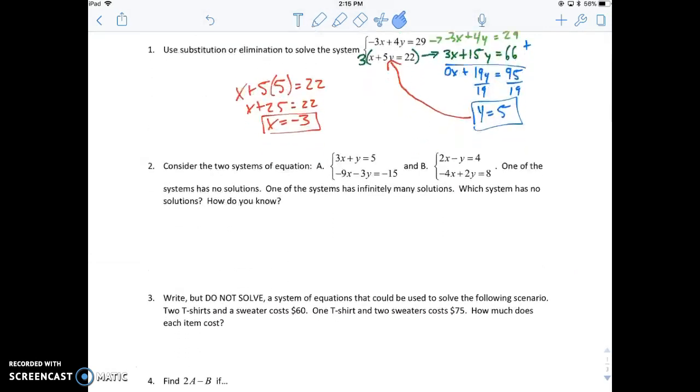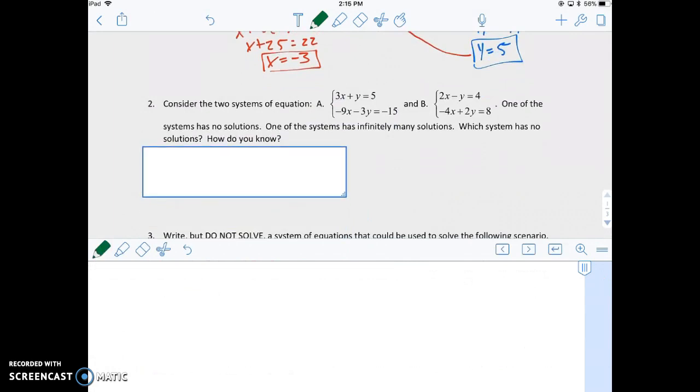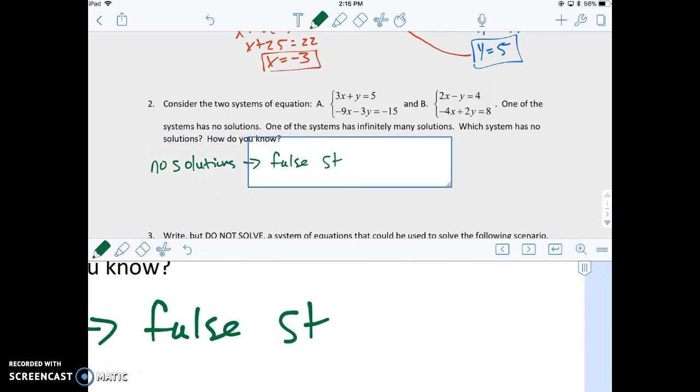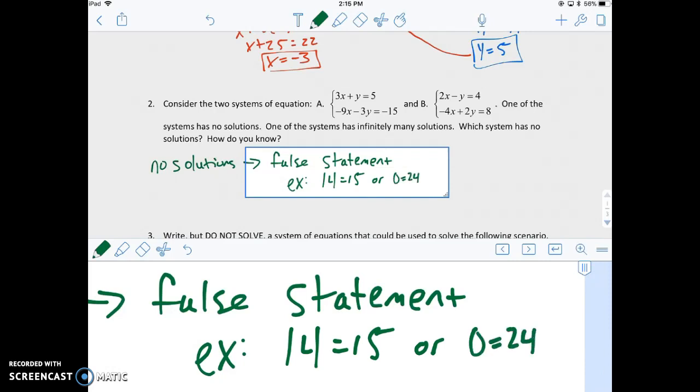Alright, so moving on to question number 2. We have two systems. We want to know which one has no solutions. So in order for there to be no solutions, when you're solving this, you must finish with a false statement. So oftentimes they'll take the form of two different numbers that are equal to each other, which are not actually equal to each other. So for example, you get something like 14 equals 15, or 0 equals 24, something like that. Some sort of false statement will give you the one that has no solutions.